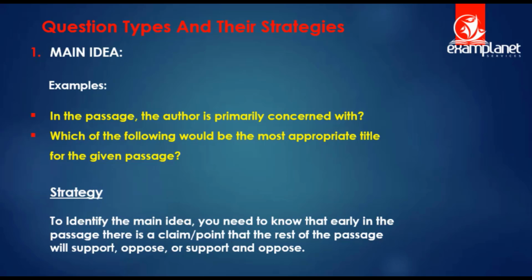We are going to look at question types and their strategies. We look at the main idea question. This question requires you to identify the primary purpose and the main point of a passage. The question pointers include a phrase like, in the passage, the author is primarily concerned with A, B, C, D. Which of the following would be the most appropriate title for the given passage?